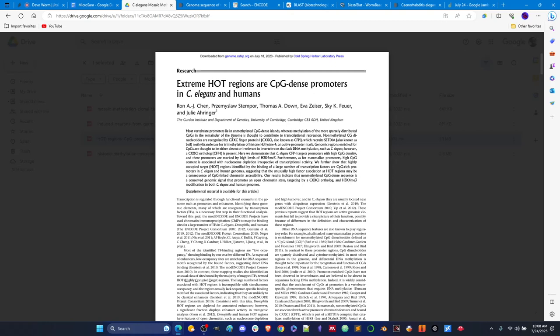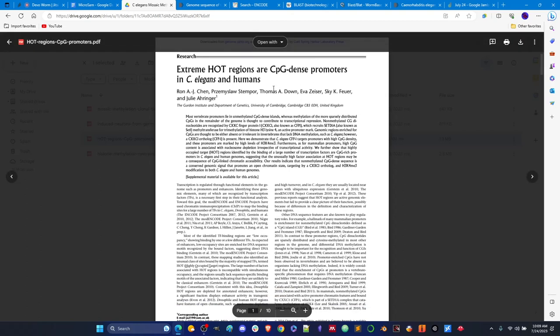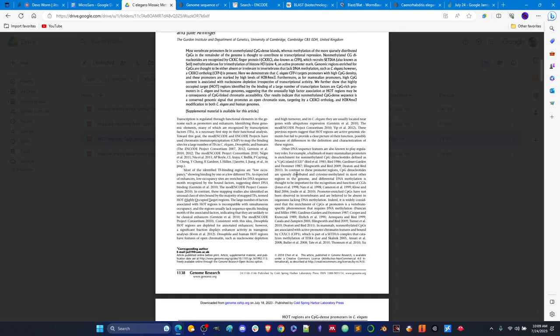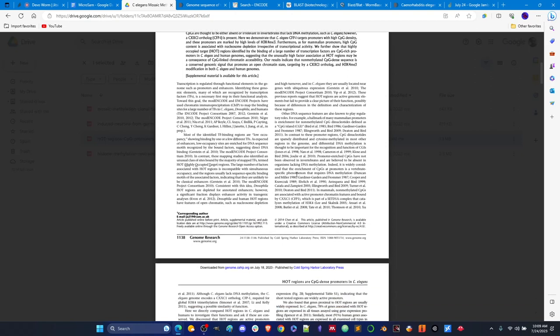Sometimes they're in what they call a microsatellite or a satellite, and sometimes they're just in the genome. Now, in the promoter regions, you tend to get these satellites where you get long repeats of CG. And that's where you get this sort of methylation activity that affects differentiation, because it changes how the gene is accessed, and it changes what's regulated. So this talks about these hot regions. They talk about them in C. elegans and in humans, and this work sets up this difference between C. elegans and humans in that respect.